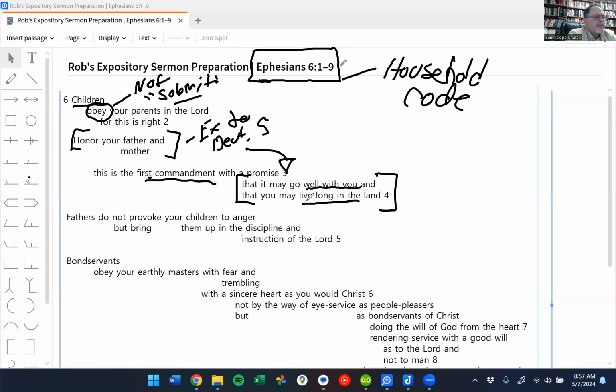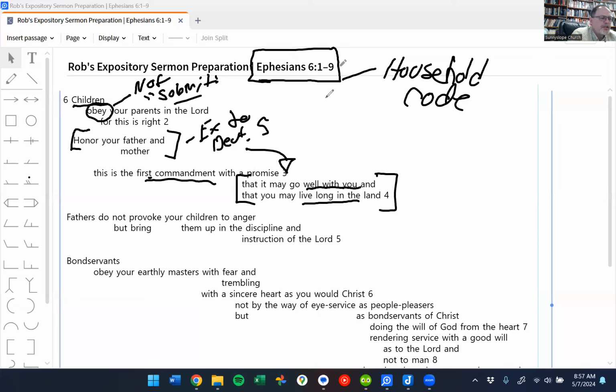We have to understand that promises like this are not always absolute. It's not always a guarantee that if you obey your parents, then you're guaranteed to have a good life and a long life. But it is a general principle. Generally speaking, communities and societies flourish when the family structure is strong and healthy. It's not a guarantee every time, but it is a general principle that does hold true.